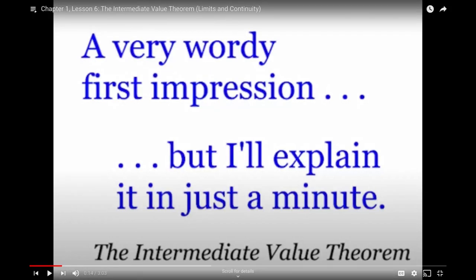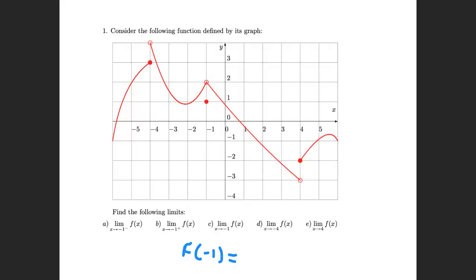All right, so I want to go back to this problem that we worked on in the beginning of class. Is this function continuous at -1? Okay. No, absolutely not. There's a hole, and we could not draw it without lifting the pen.